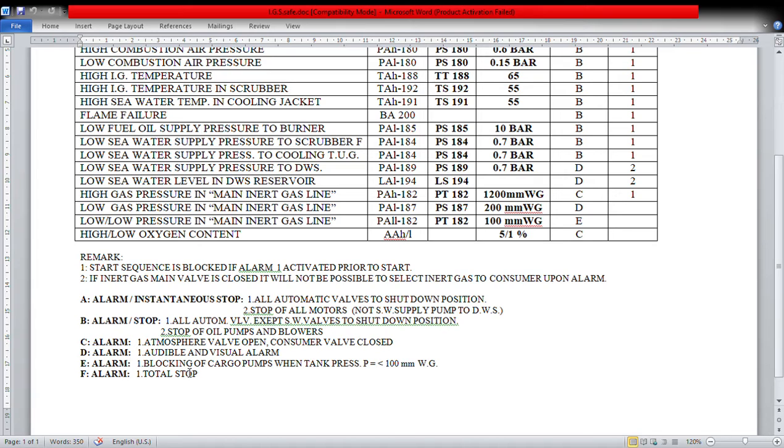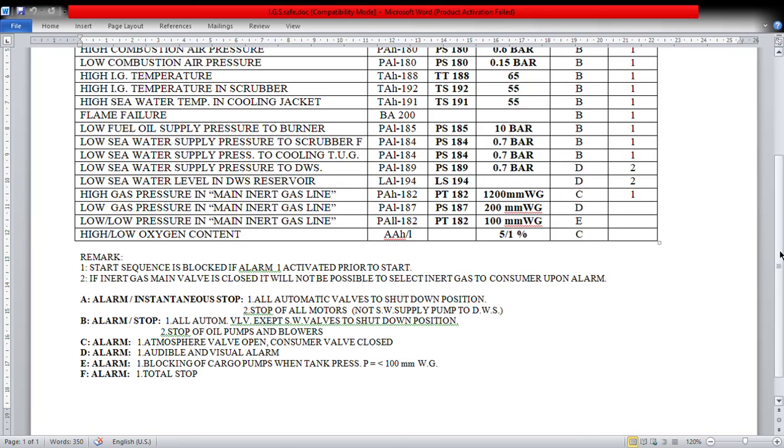E, blocking of cargo pump when tank pressure P is less than 100 mm of water gauge. These alarms are audible and visual alarms only. Atmosphere valve open, consumer valve closed. B, alarm, stop all automatic valves except seawater valve to shut down position, stop of oil pumps and blowers. A is alarm, instantaneous stop, all automatic valves to shut down position.